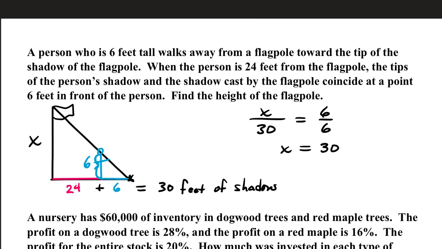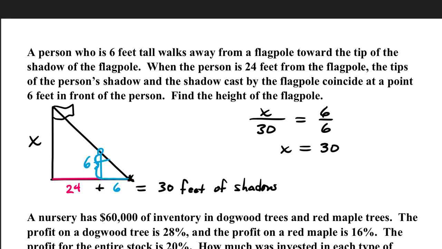A person who is 6 feet tall walks away from a flagpole toward the tip of the shadow of the flagpole. When the person is 24 feet from the flagpole, the tips of the person's shadow and the shadow cast by the flagpole coincide at a point 6 feet in front of the person. Find the height of the flagpole.